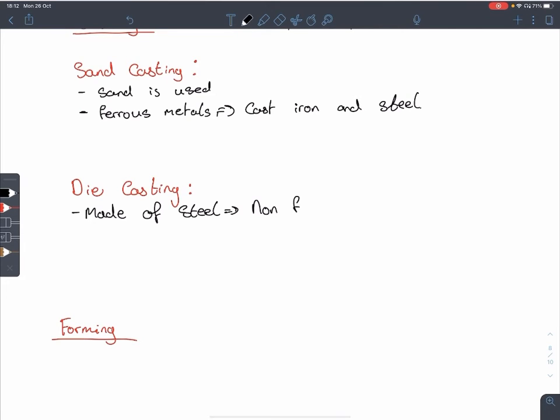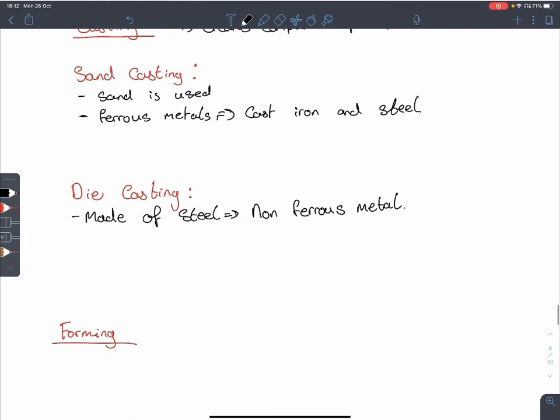Now, the main difference here is the fact that sand casting is used for ferrous metals, because if we use the ferrous metals for the die casting, it would melt the cast mold that we have made. So sand casting is used for high temperatures because sand doesn't melt. The sand bonds together using clay or chemicals, and when the metal has cooled, the mold is broken away. In die casting, die casting is used for non-ferrous metals like aluminium, zinc, copper, tin, because the steel dies will not melt.